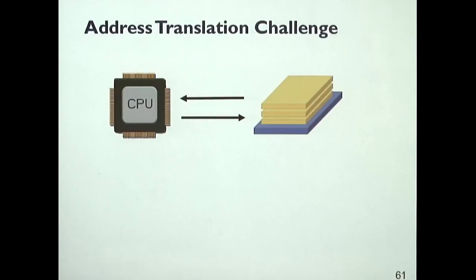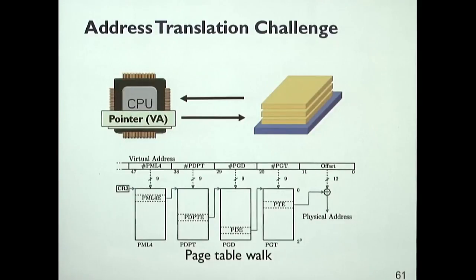OK, so let's look at the other challenge. And this is actually a challenge in many, many accelerators. Whenever you have a CPU and you're offloading something to the accelerator, and if you actually generate memory addresses in the accelerator, you have an address translation challenge. In this case, it's very exacerbated, because what you're doing is really generating a pointer, a virtual pointer with a virtual address that gets translated using a TLB. And you do a page table walk.